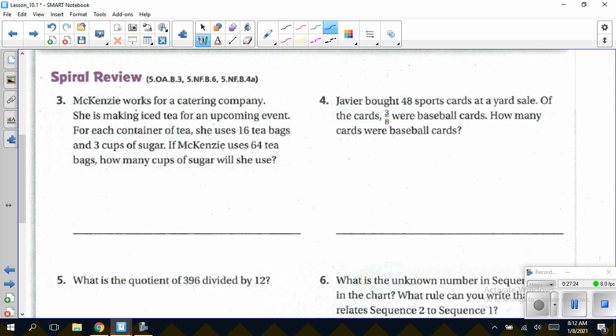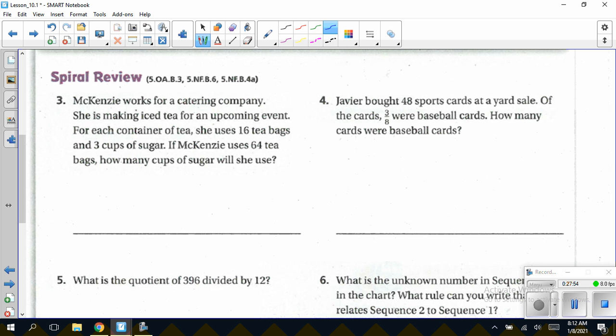So this was back from chapter 9, where we were working with our different sequences and kind of comparing them to each other. So if I know that she's going to use 16 tea bags and 3 cups of sugar per container, and she's going to continue to do this until she's used 64 tea bags, I would need to make sure I extend my pattern until I get to the correct number.